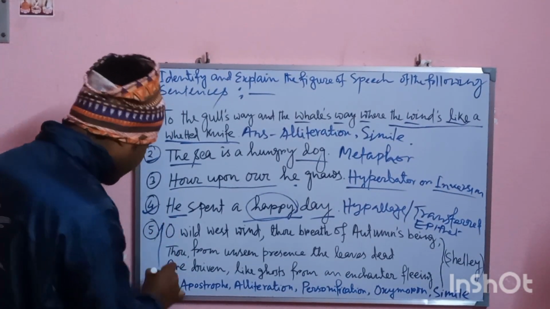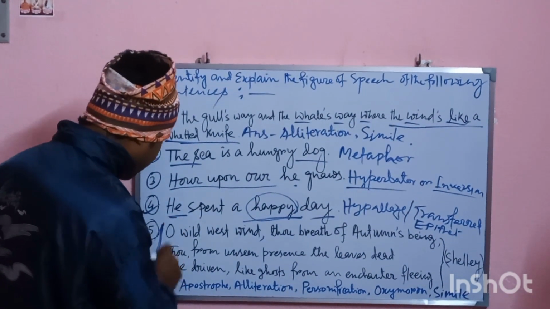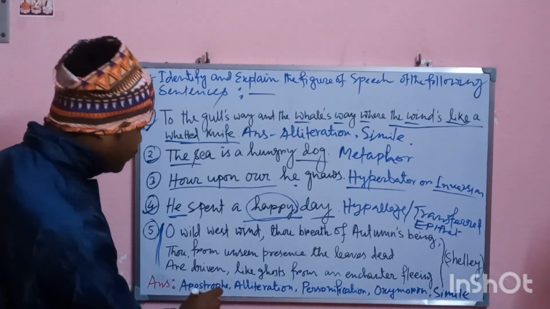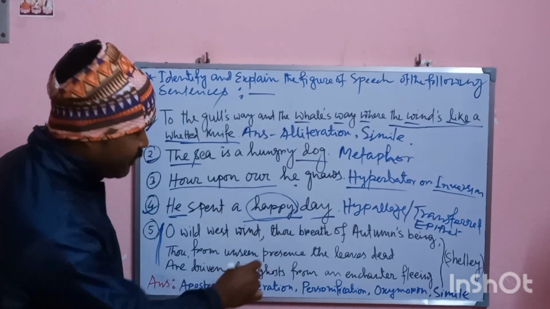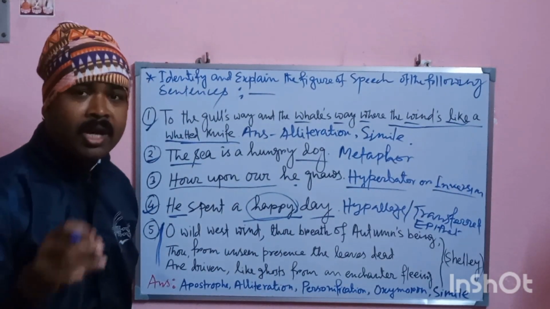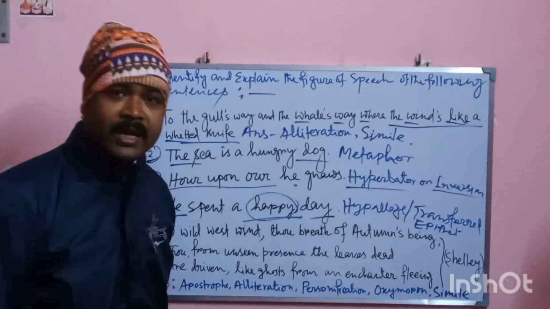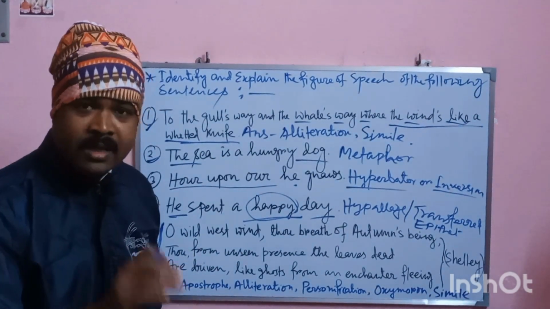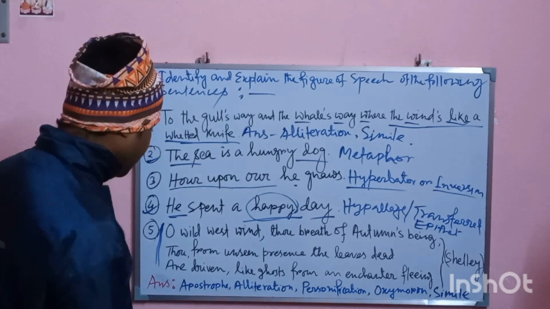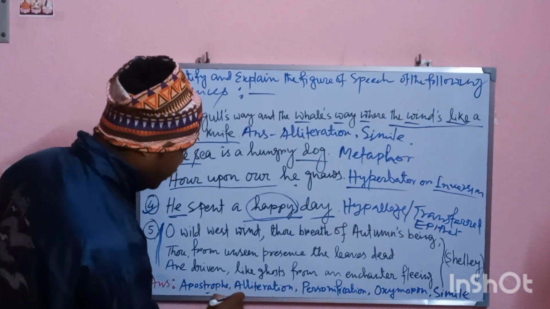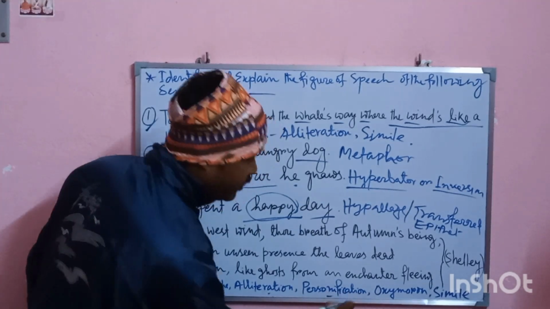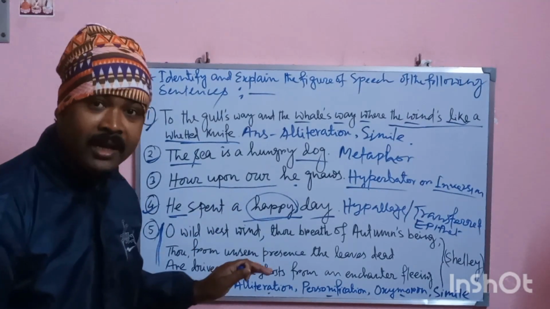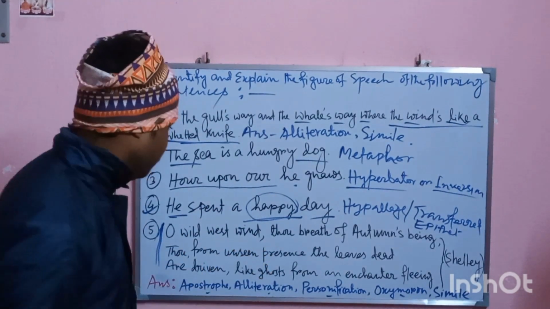Next, I have already told you, it is a passage. These three lines, this passage is the first three lines of Shelley's Ode to the West Wind. So this passage contains a number of figures of speech. First, apostrophe, alliteration, personification, oxymoron, simile. So we shall identify, then explain them one by one.